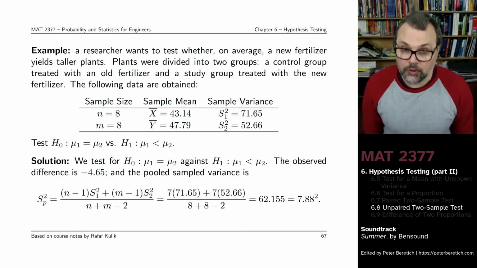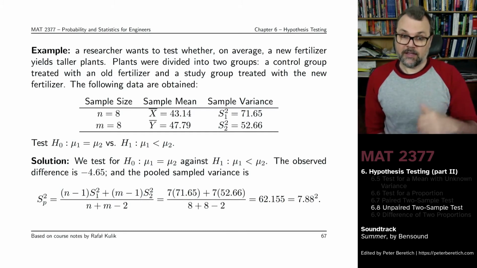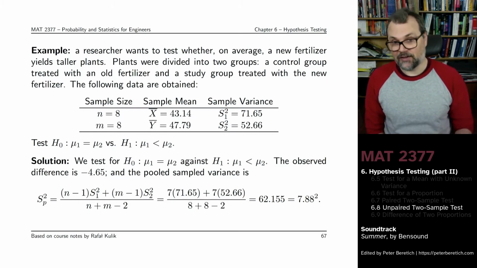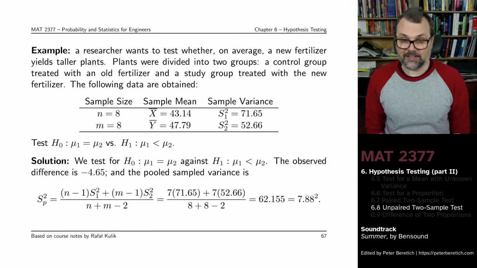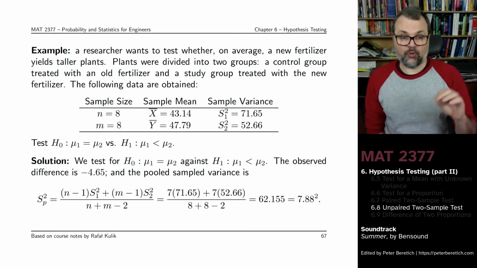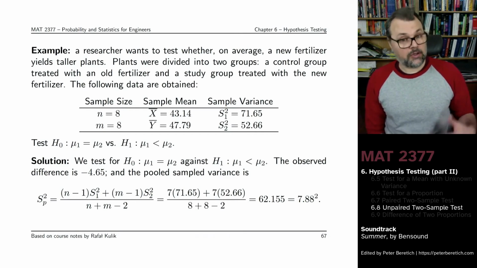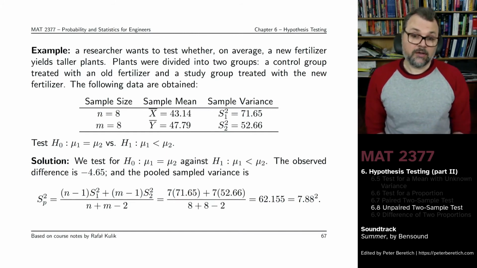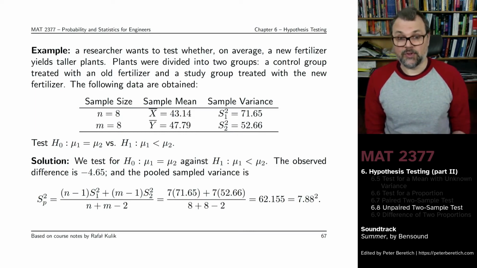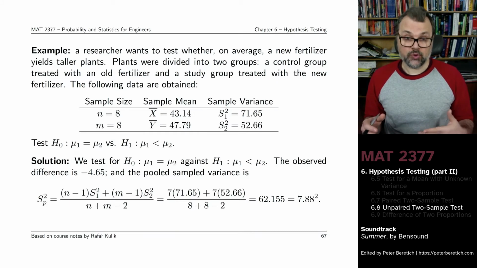The sample mean in the first group was 43.14 for the height. The sample mean in the second group was 47.79. And you have a sample variance of 71.65 and 52.66 respectively for the first and second group, for the control group and the study group. And you're trying to test the null hypothesis that the new fertilizer that she came up with has no effect versus the alternative hypothesis, based on what she wants to prove really, she claims, is that the second fertilizer, the new fertilizer, is more effective than the first one. And so the second population mean, mu2, should be greater than the first population mean. That's what she wants to test for.